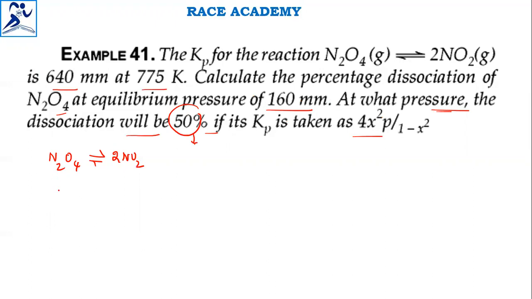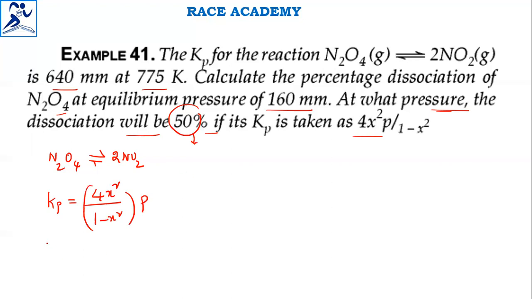Now, the x value they have given is 50%, but from the expression it's very clear that Kp for this one is 4x square by 1 minus x square into P.